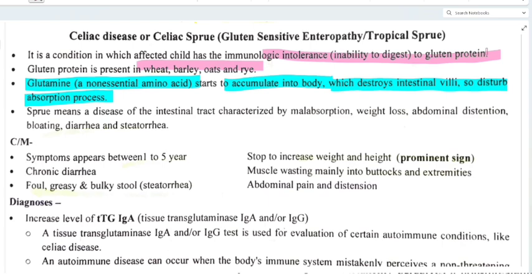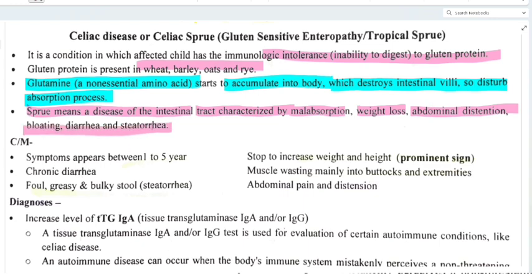Sprue means a disease of the intestinal tract characterized by malabsorption, weight loss, abdominal distension, bloating, diarrhea and steatorrhea. What is steatorrhea? That is fat present, unabsorbed fat present in stool. So basically it is an intestinal tract disease, right?